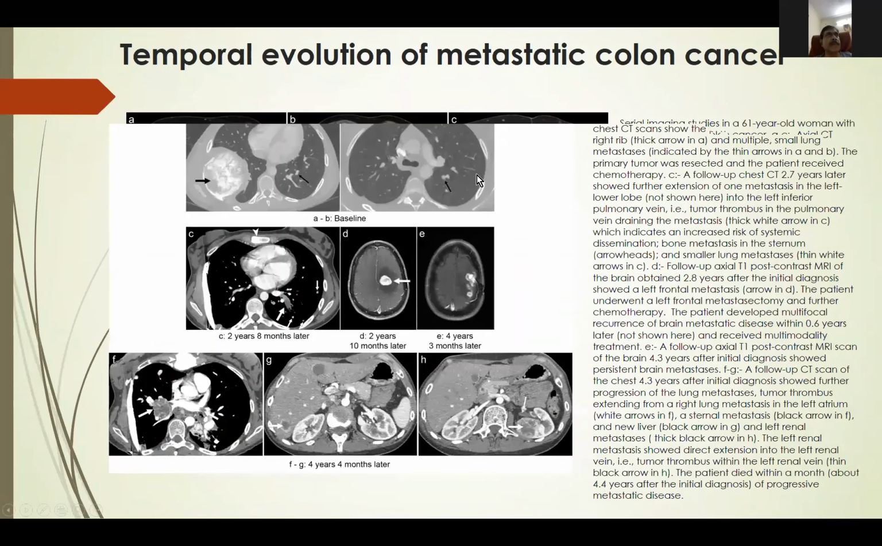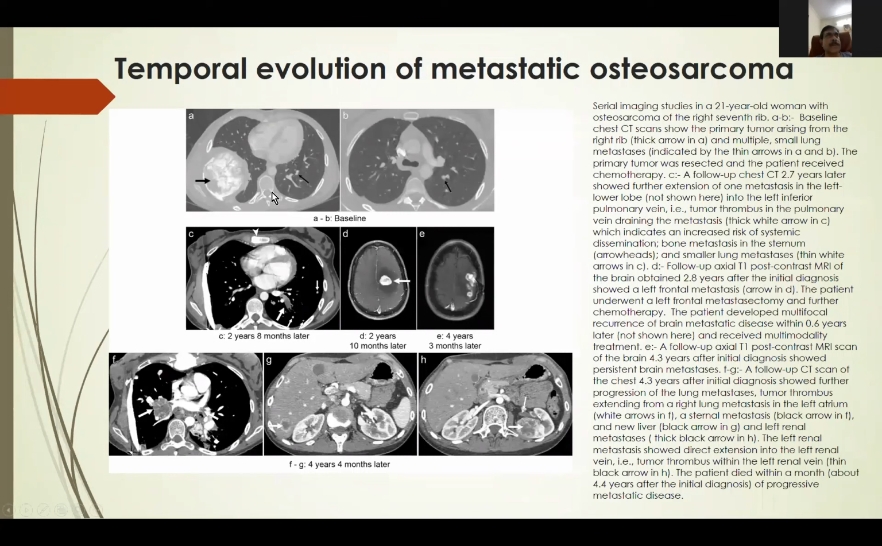This is a patient with osteosarcoma. This is a rib osteosarcoma in a 21-year-old patient. So this patient developed lung metastasis at presentation. The venous drainage of these ribs will be going into the lungs. And so this patient had lung metastasis at diagnosis.